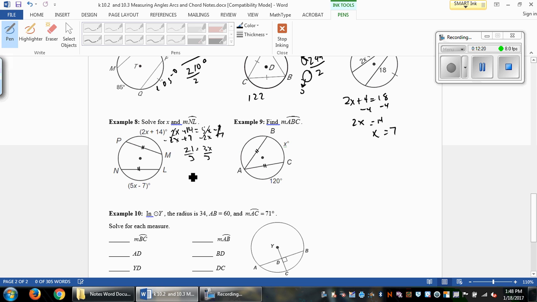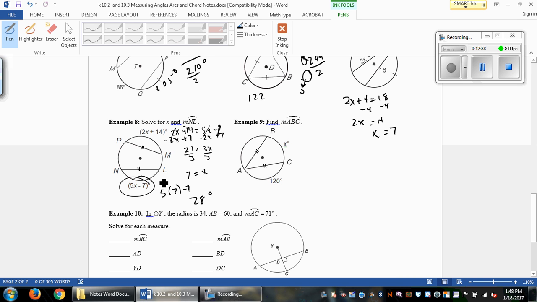Divide by 3. And we get x is equal to 7, and we're going to want to plug that in right here because that's for NL. So 5 times 7 minus 7 gives me a total of 28 degrees there for the measure of NL.